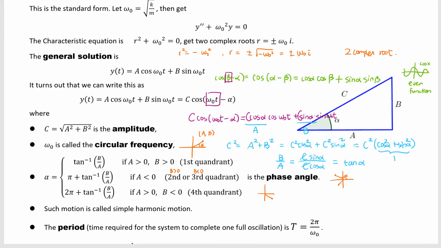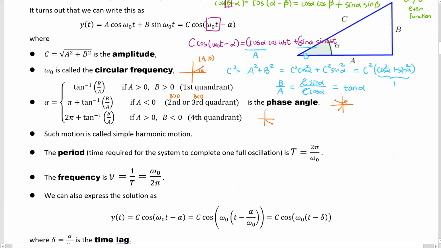Okay, so such motion is called simple harmonic motion. And why is it simple harmonic motion? You can see C times cosine is oscillating. Okay, the period, which is the time required for the system to complete one full oscillation. Well, remember we look at the coefficient of your t, okay? So the period is 2 pi over the coefficient of t in your cosine. Okay, so this is the formula of the period.